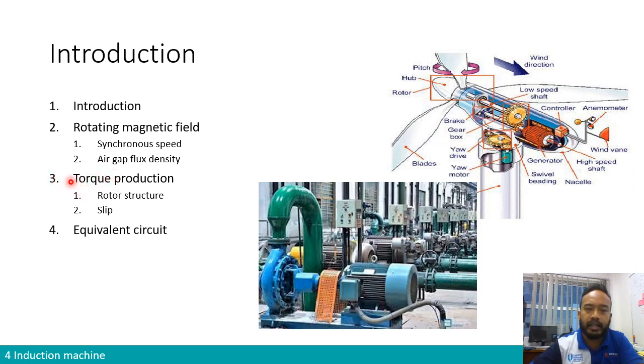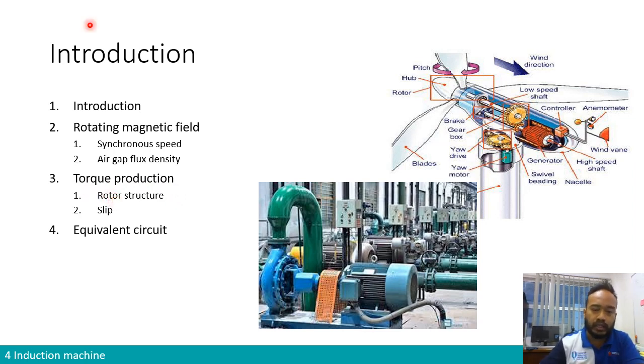Next, from that magnetic field, we'll see later that as in any other machine, as in the DC machine as well, the torque is created due to the interaction between the field on the stator and a certain current on the rotor. So we're going to look at that part of torque production, and in order to look at the interaction between the stator and the rotor, we will briefly discuss the rotor structure.